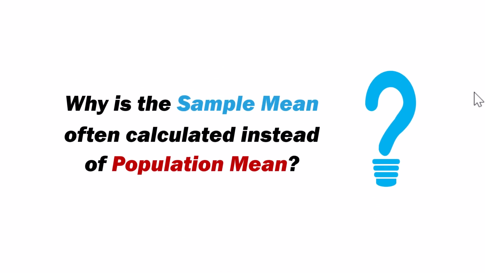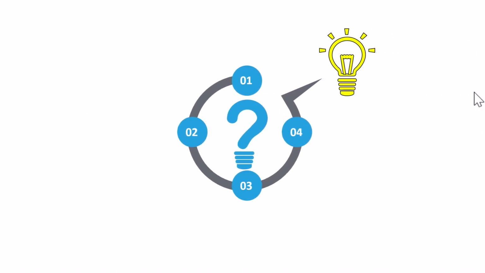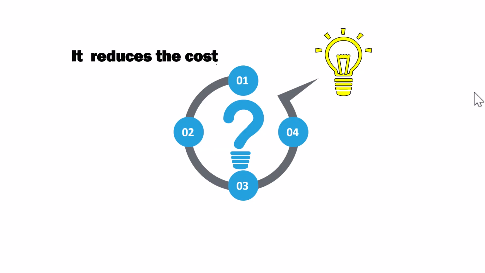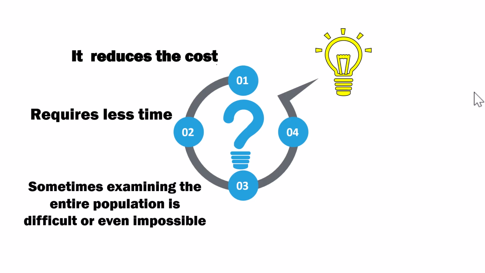Let's answer this question. Why is the sample mean often calculated instead of population mean? There are many reasons for this. First, it reduces the cost. It requires less time. Sometimes examining the entire population is difficult or even impossible. And accuracy and precision.